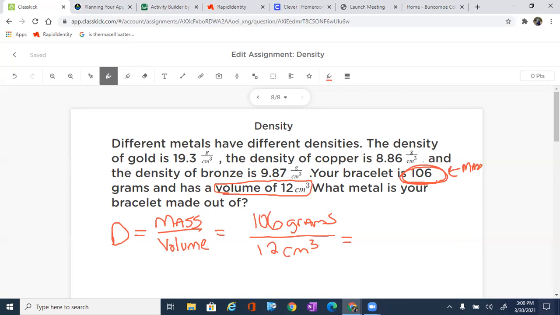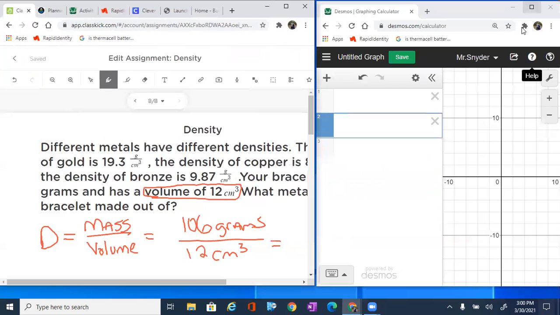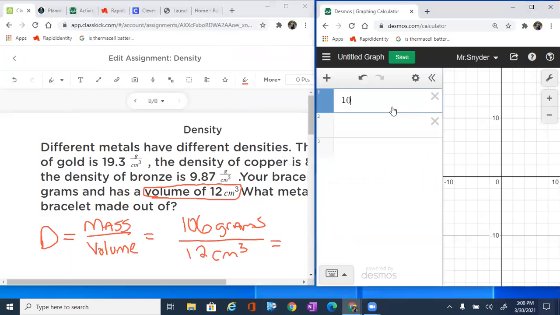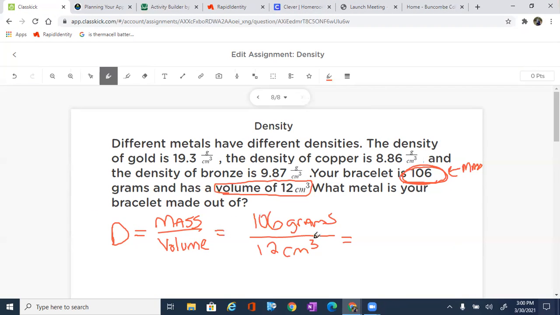And what we can do is go ahead and make that calculation. Let's take 106 and divide it by 12. And that will bring us to 8.83 grams per cubic centimeter. Now we can make a decision at this point: which metal is it?